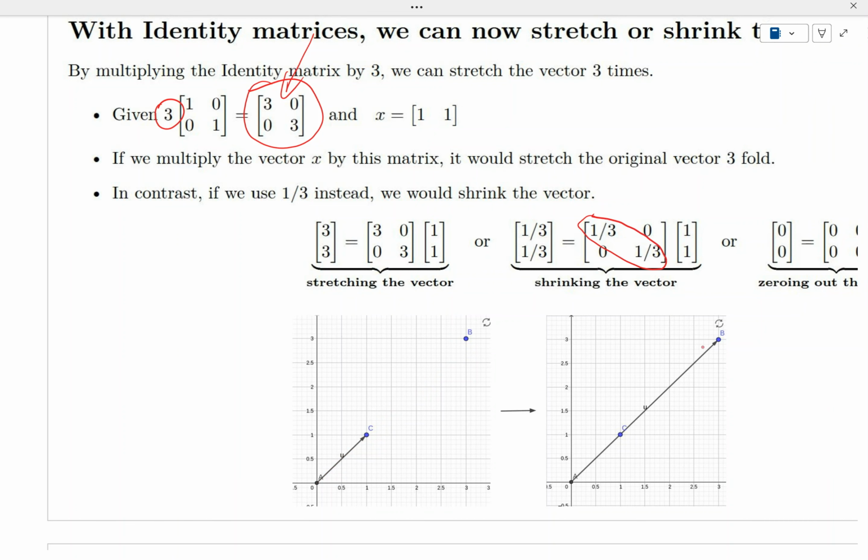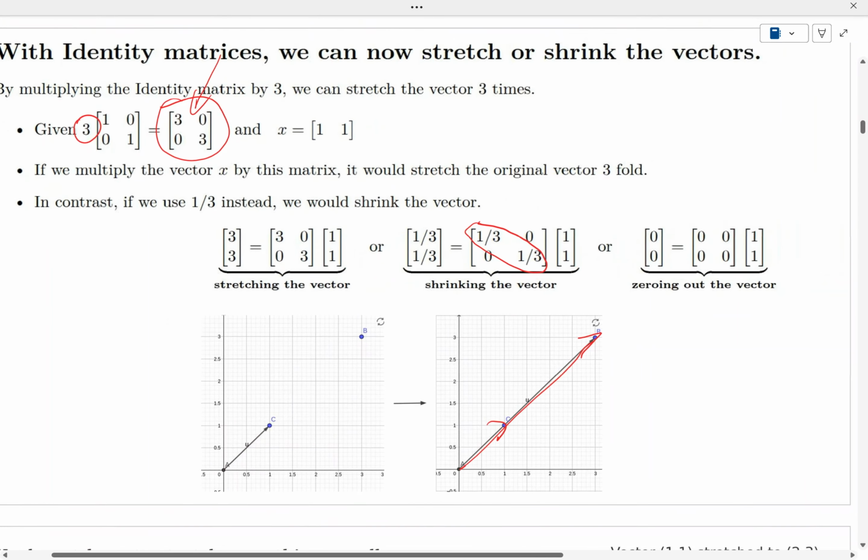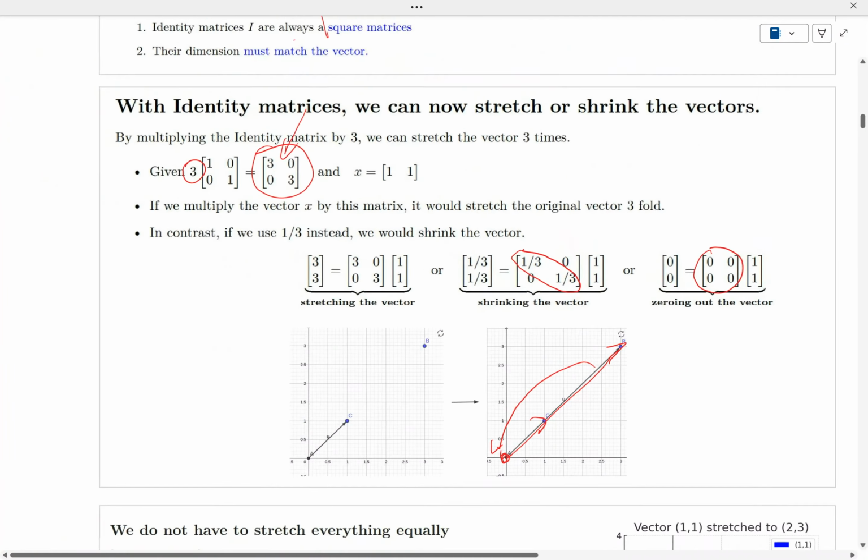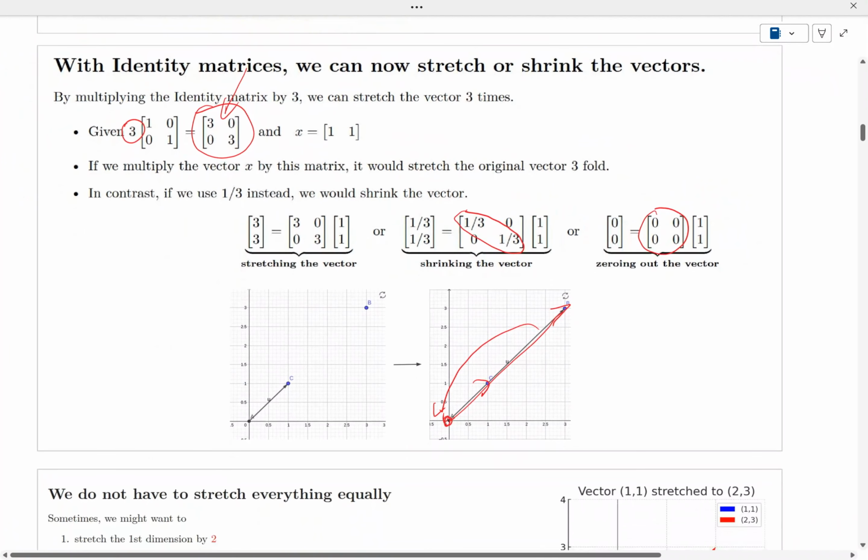Or you can shrink it by changing the values here. So instead of 3, you shrink it by 1/3. Of course, if you pick 0 everywhere, you're basically moving the vector to have a length of 0. So you can shrink or stretch a vector by multiplying the identity matrix with some number, kind of like this.